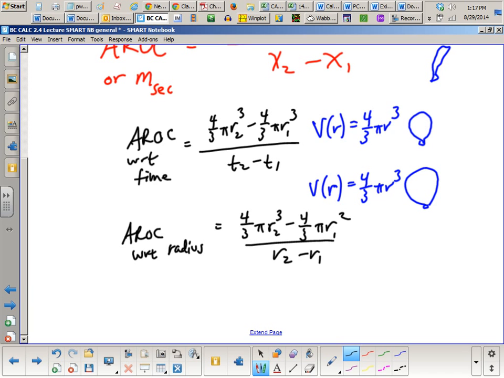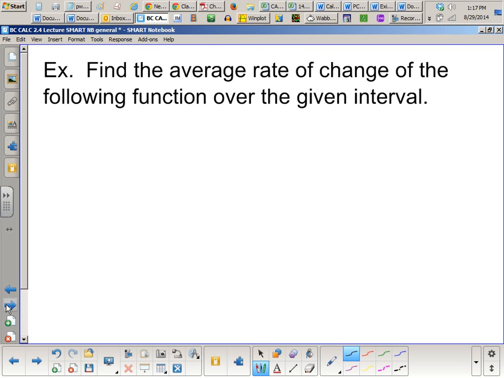Okay. All right, let's go on to the next example. This is our first real problem. Find the average rate of change for the given function over the given interval. The function I'm going to use is x cubed minus 2x plus 1, and the given interval is from -2 to 4. So we're going to find AROC for the given interval. Notice this question has nothing to do with time. Okay?